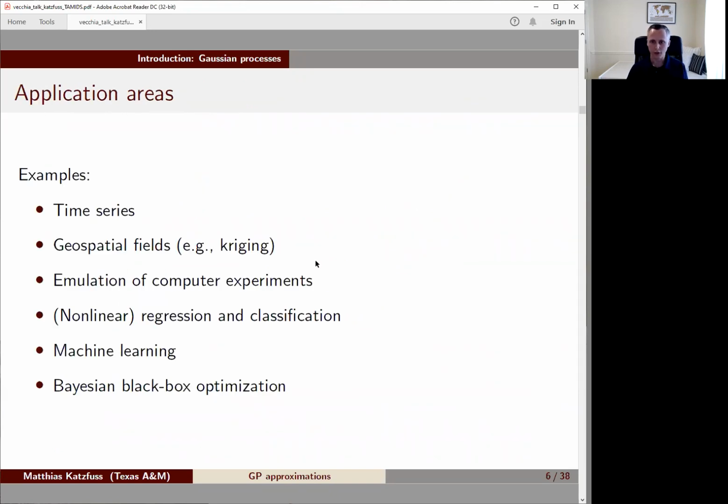Okay, now this toy function that I used on the previous slides, what could that be in practice now for real applications? Well, it could be a time series. It could be a geospatial field, and as we've said, that's the context in which I've worked with Gaussian processes the most. We do things like kriging, which is essentially spatial prediction, or we can also use this Gaussian process as a surrogate for the output of a computer experiment and emulate that, or we can do nonlinear regression with the Gaussian process. And recently, we've also started working on using the Gaussian process as a surrogate for Bayesian optimization, black box optimization.